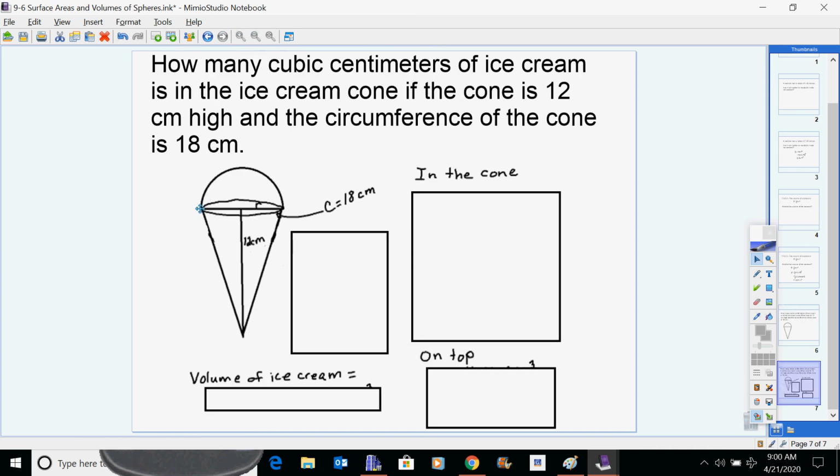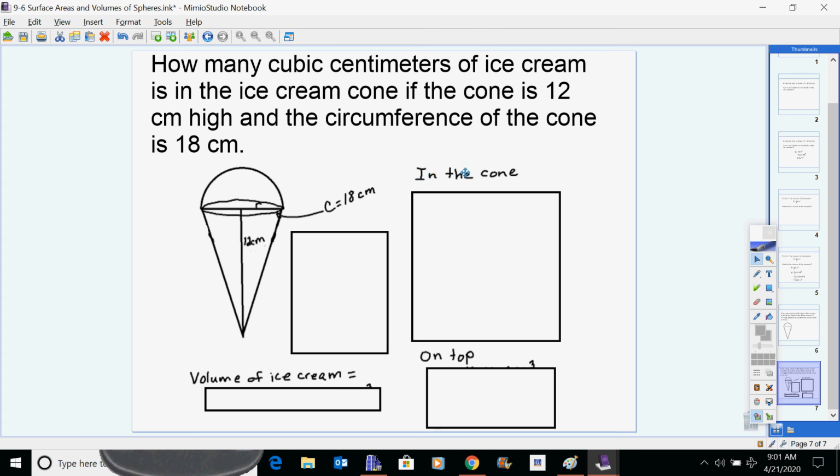So all I did here is I made it look more like a cone, a cone with a sphere sitting on top, or a half sphere sitting on top, and labeled a couple of things to keep track of. So when we label those couple things, we've got our 12 centimeter height this way, and we've got our circumference of 18 centimeters this way.